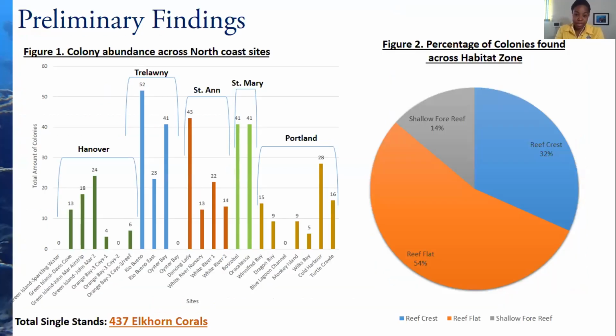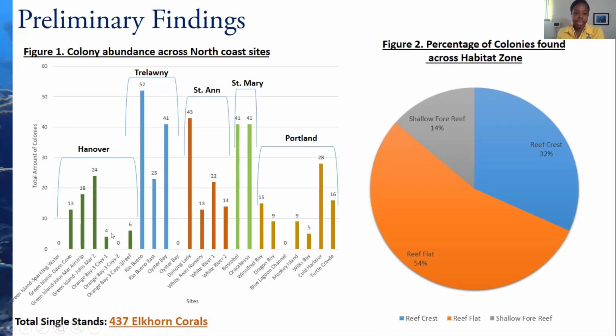Now, some of our preliminary findings. A total of 437 colonies were enumerated. Out of those 437 colonies, of the 22 sites that were visited, Rio Bueno actually had the most colonies present, with a total of 52 colonies, followed by Dancing Lady in St. Ann and Oyster Bay, again in the parish of Trelawney.